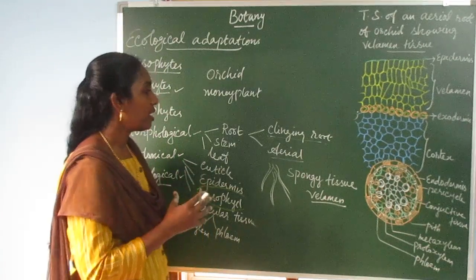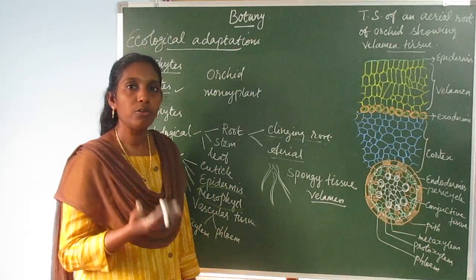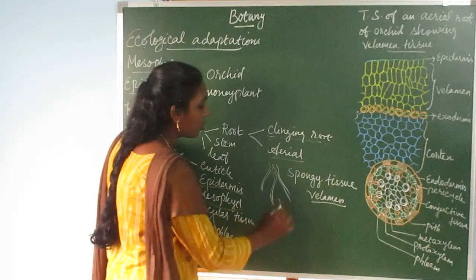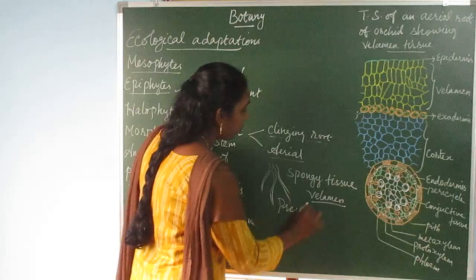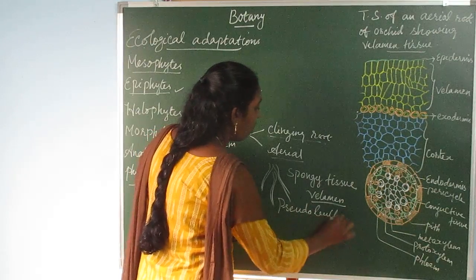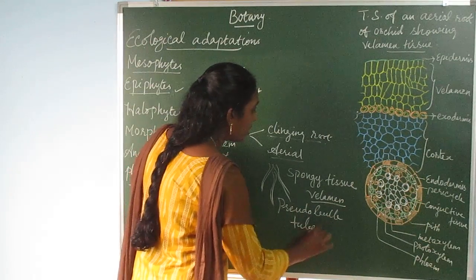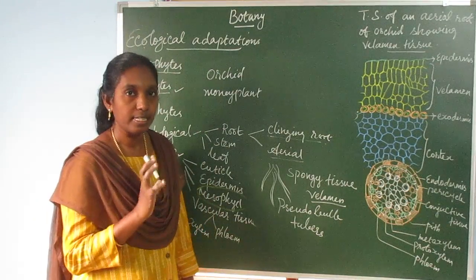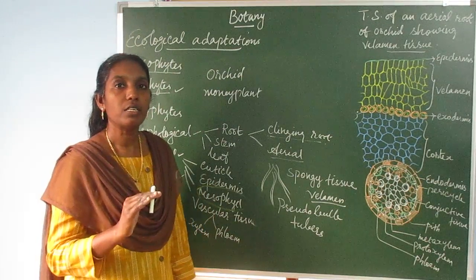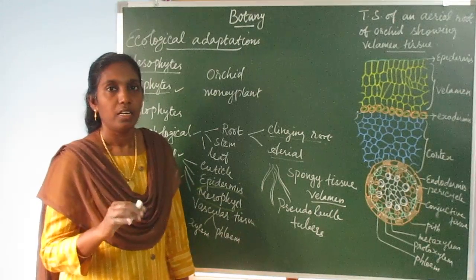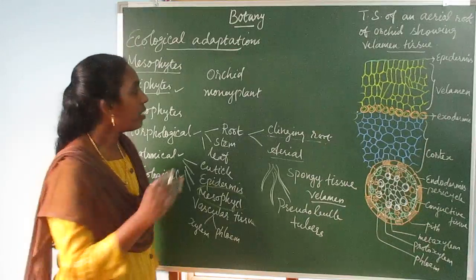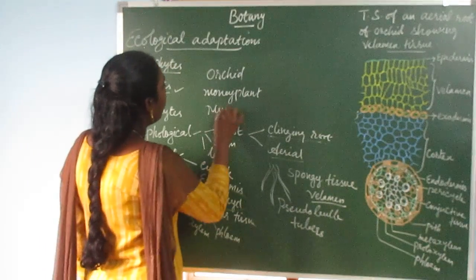Most of the epiphytes develop pseudobulbs, or they produce tubers. Tubers and bulbs are produced in the stem, and the leaves are normally less in number. And another character is myrmecophily.